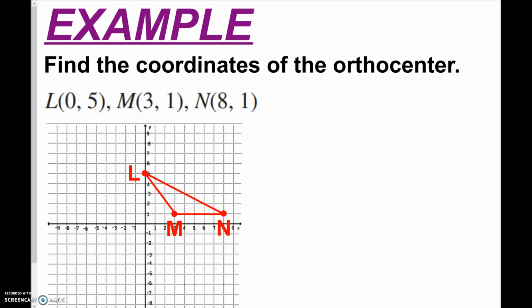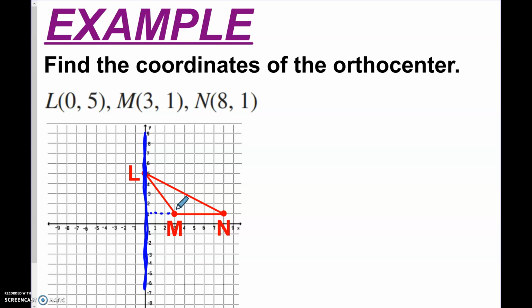All right, find the coordinates of the orthocenter. So we need to start at the vertex and go perpendicular to the opposite side. So we know for sure, the way this is drawn, the altitude from L perpendicular to MN is going to have to be this blue line right here. Okay, so we know for sure it is going to do that. So that is the altitude from L to MN.